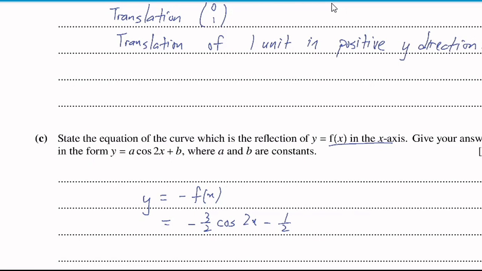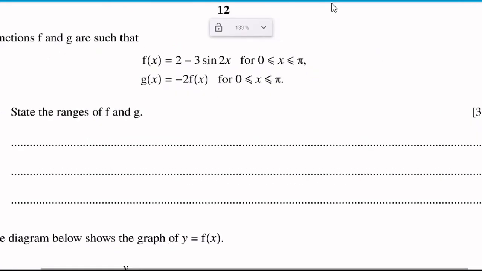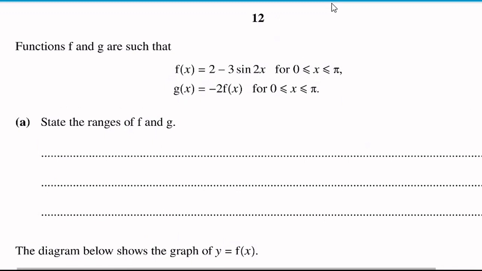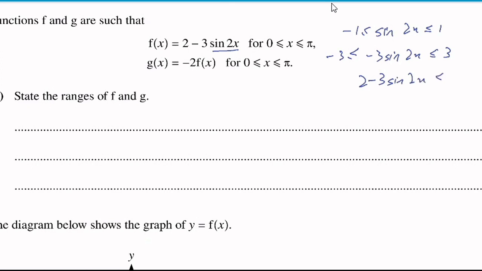Okay, so let's look at the next question. You can see this is also something similar to what we have done before. They need us to now state the ranges of f and g. So very quickly, if you look at the range of f here, to start off, sin 2x is between 1 and -1, and then -3 sin 2x is between 3 and -3, okay, and then we have 2 minus, so it is actually a plus 2. So we add 2 to both sides there. So this is it, okay?